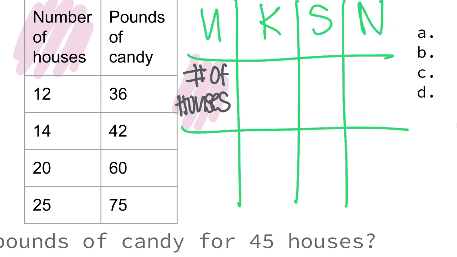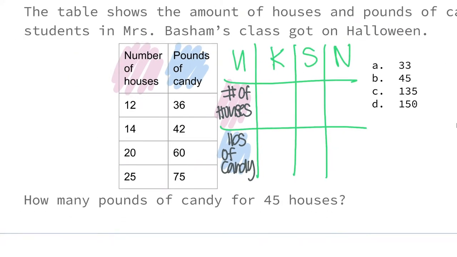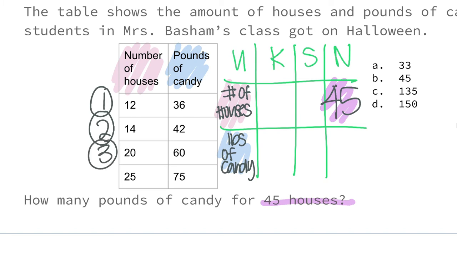So remember, if you have a table, just read that. That'll tell you what your units are. And this is pounds of candy. Okay. And I want to know for 45 houses. So that's my need. Houses on top, so it's going to go on top. And then I have 4 different knowns I can choose from. I know 4 different things, but I want to find one that's pretty to multiply to 45, okay?